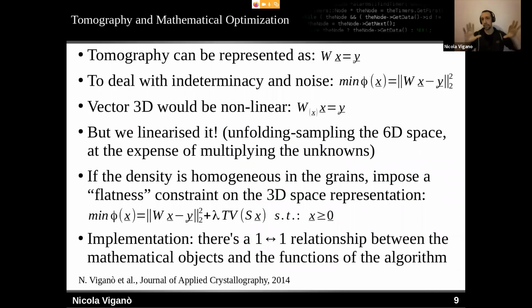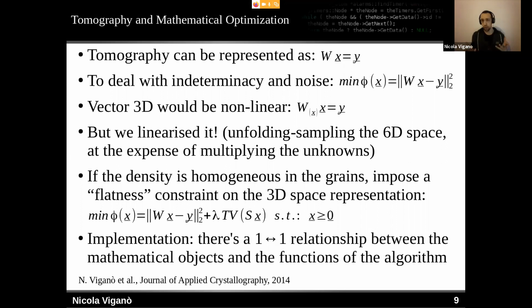So how do we do that in the end? This is a tomography problem, and tomography problems are usually linear systems. Okay, they can be represented as linear systems of equations, where W in the top of this slide is the projection matrix or the projection geometry essentially. X is the unknown, and in our case, it would be the 6-dimensional space. And Y are the images. So in our case, the diffraction images.